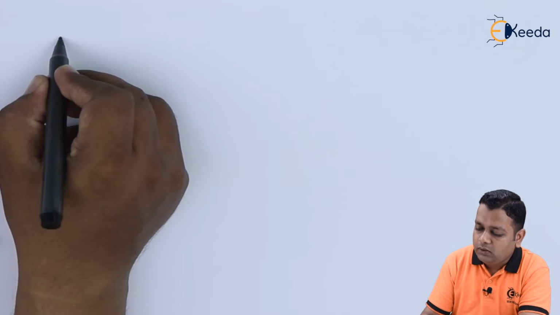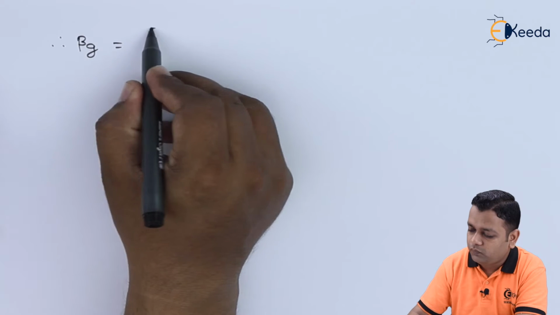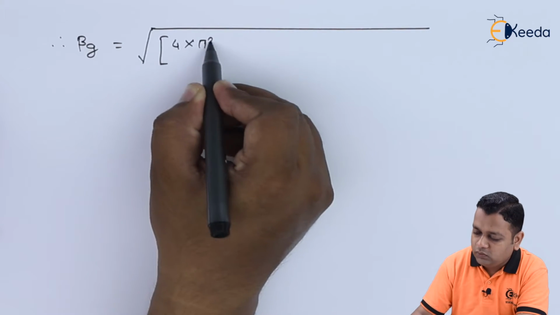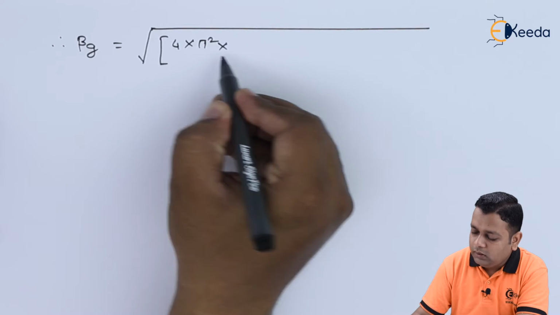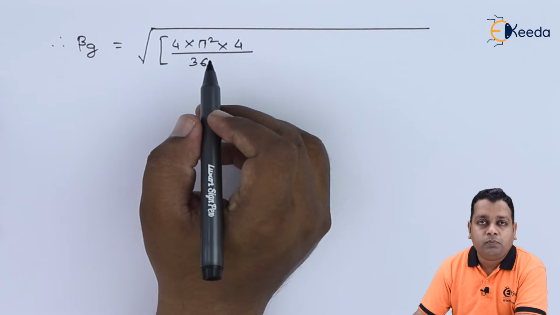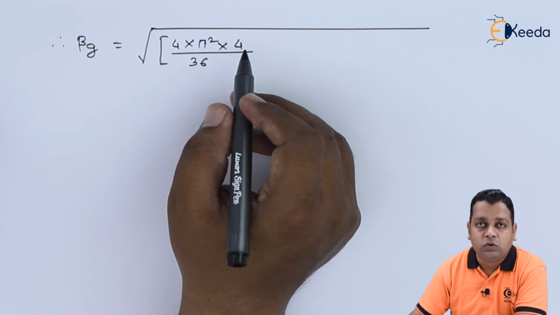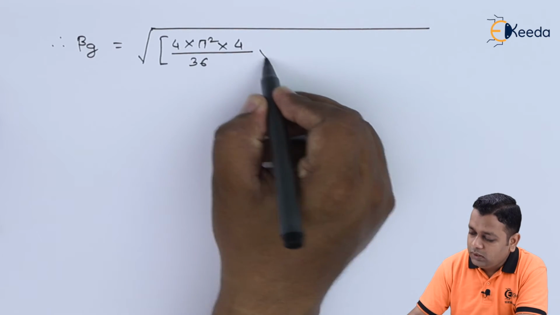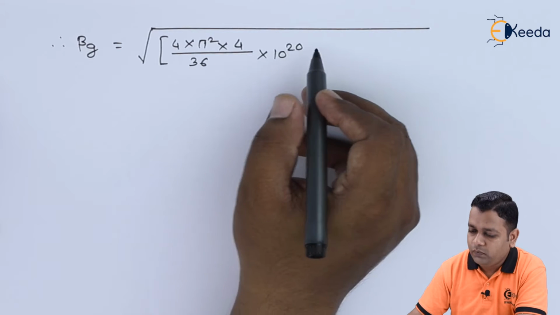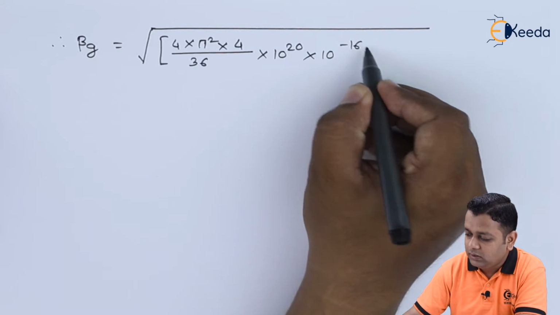By the next step, we try to get the value computed by simplification here. Therefore beta suffix g is equal to square root, and in the square bracket, first of all we have 4 into pi square after the squaring of 2 pi. In multiplication to this, we have the 4 from the second bracket, divided by 36. The pi in the value of mu 0 and that of epsilon 0 have got cancelled, as they were in the numerator and the corresponding denominator. Now this is in multiplication to 10 raised to power 20 by getting the square of frequency value 10 gigahertz. Now from the two constants of permeability and permittivity we have 10 raised to the power minus 16.